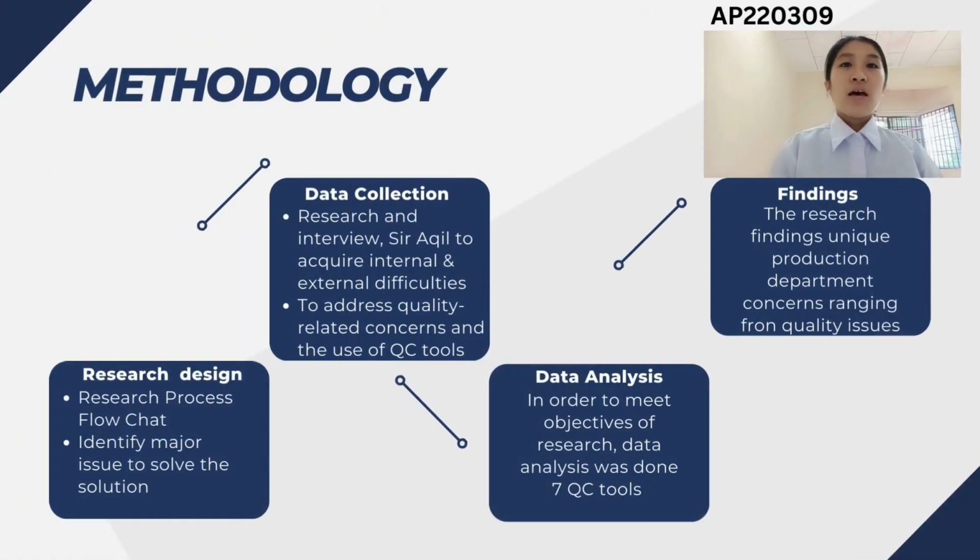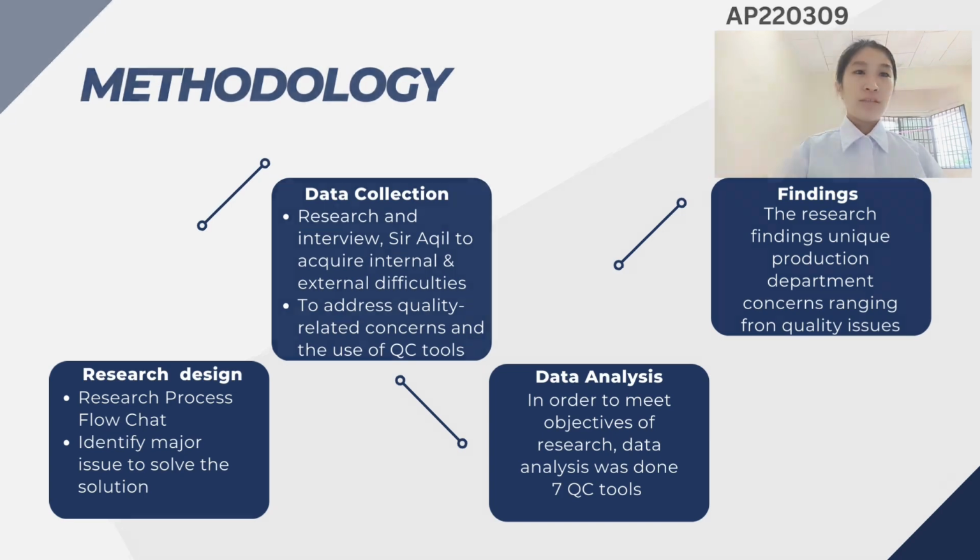Methodology. First, research design follows a strategy in the research process or chart. It identifies major issues in order to find solutions. Second, data collection: research and interviews address internal and external difficulties, quality-related contents, and the use of quality control tools. Third, to meet the objective of the research, data analysis was done using the 7 quality control tools. Lastly, the research findings concern the production department, breaking down the quality issues.